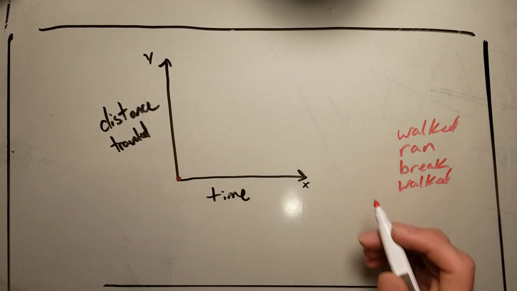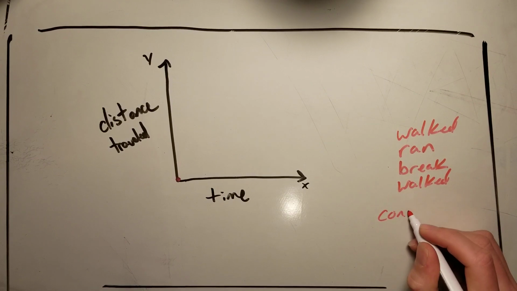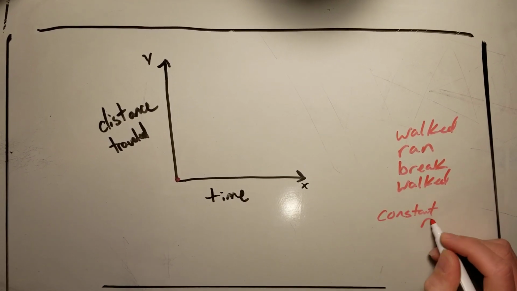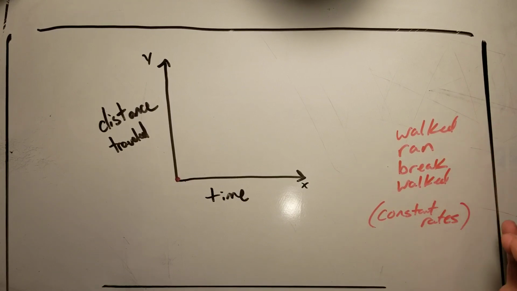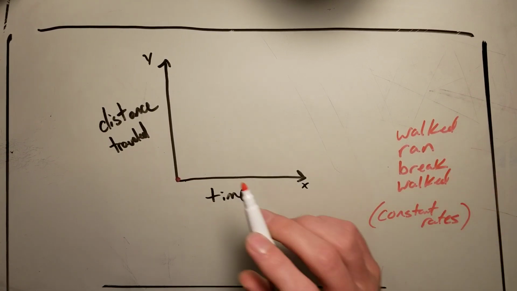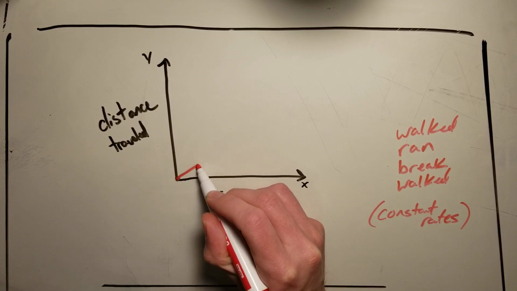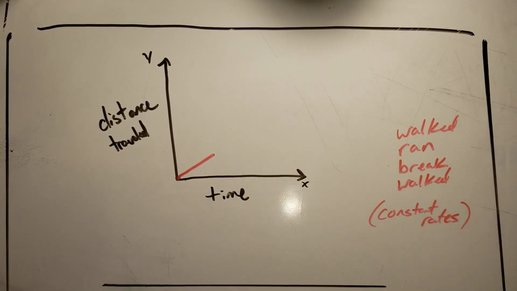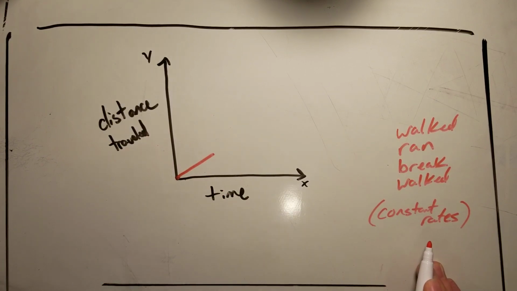And for all of these, we said that they were all at constant rates. So they're walking at the same speed, and they're running at the same speed, and their break is obviously going to be at the same speed as well. So if they walk first, whoever this runner is, their distance traveled as time goes on is going to increase. They're going to travel a certain distance as time goes on at a constant rate. We said they're traveling at a constant rate.